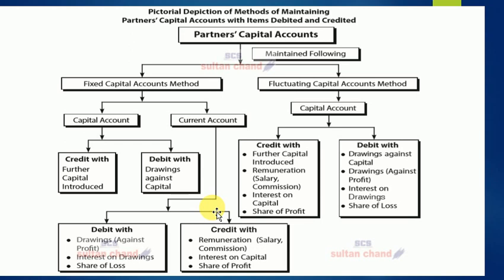Most of the questions in the exercise will ask you to prepare both, first your entries, appropriation account and partner's capital account. I repeat, unless it is mentioned in the question, partner's capital account will always be prepared with the fluctuating capital account method. Hope this is clear. Take care and keep practicing, and all the best.